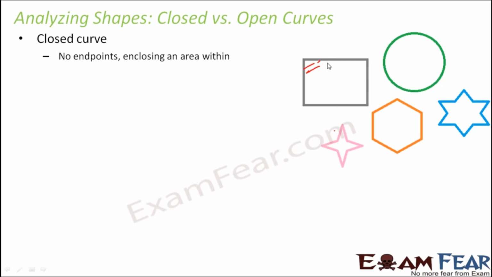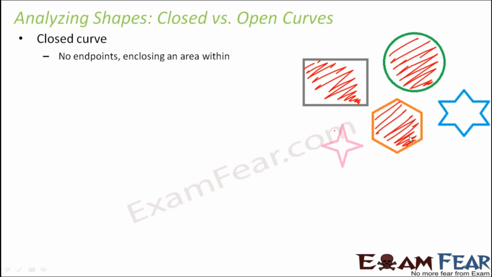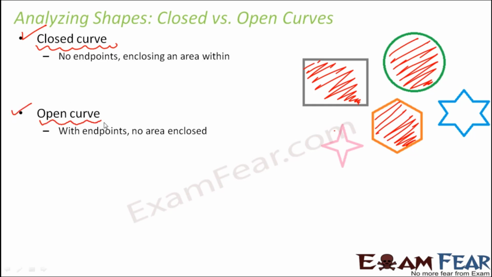At the same time, there is some area enclosed within it. For example, here this is the area enclosed. Here this is the area enclosed. Here this is the area enclosed. So basically these types of shapes form a boundary. They enclose the entire region within that boundary. So these are called closed curves. Now the other type of curve is called an open curve. What are open curves? These curves do have endpoints, but they do not have any area enclosed.